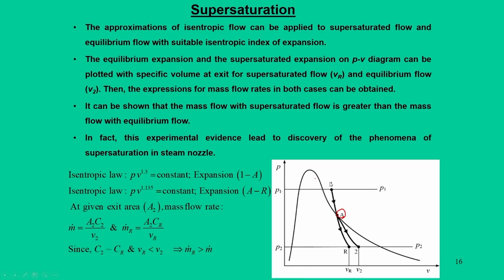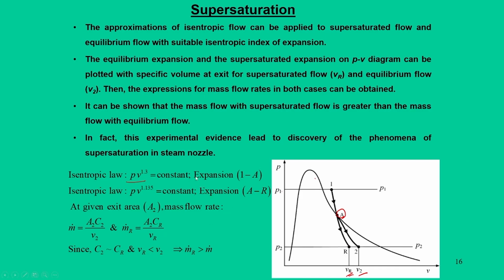During this process, if the expansion takes place from 1 to 2, we will have a specific volume V2. Now, if the expansion takes place from 1 to R, we will have specific volume Vr. As you can see, Vr is less than V2. Based on that we can apply the isentropic law for the steam: from process 1 to A, Pv to the power 1.13 is equal to constant, because we are starting from superheated steam. Now, from A to R we can use Pv to the power 1.135 is equal to constant.